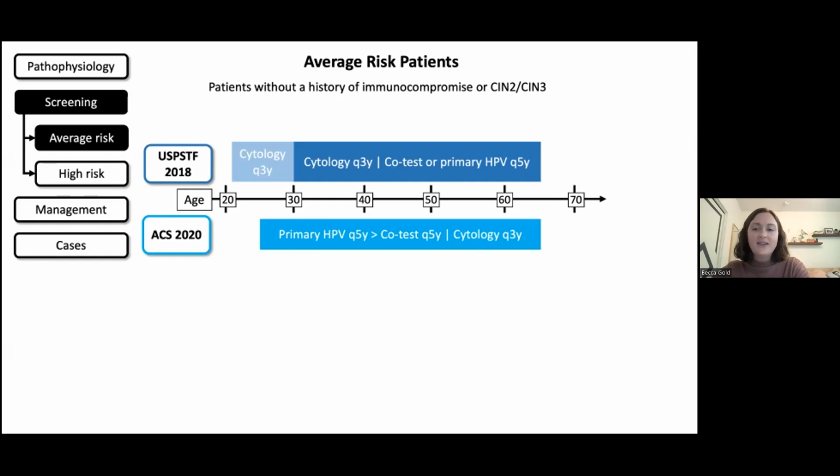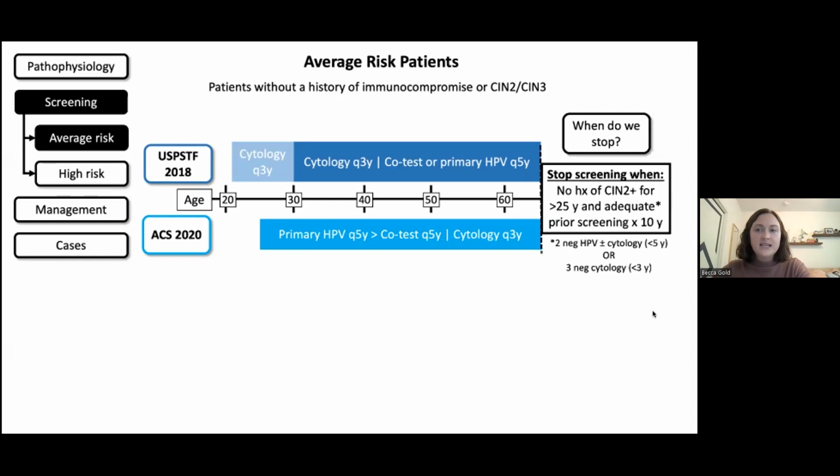The one big caveat that I will give here, and that the guideline does admit, is that, as I said, co-testing and cytology are acceptable alternatives because at present, access to primary HPV-based testing is very limited. There are only 2 currently FDA-approved primary HPV-based tests. What both groups do agree on is when to stop screening.